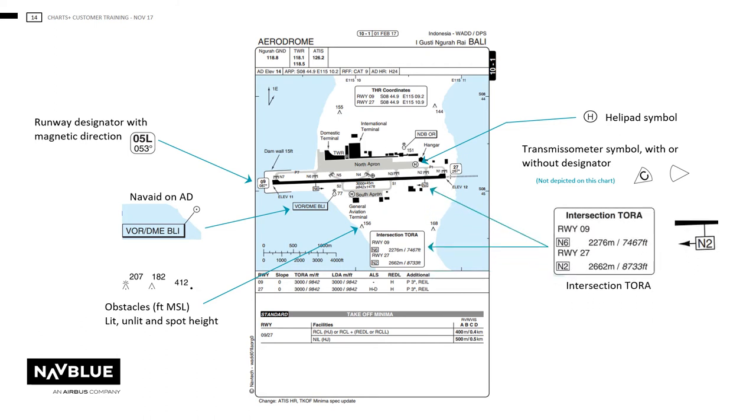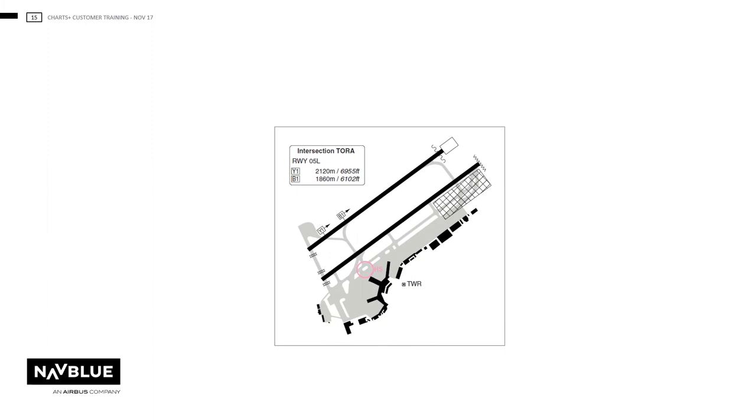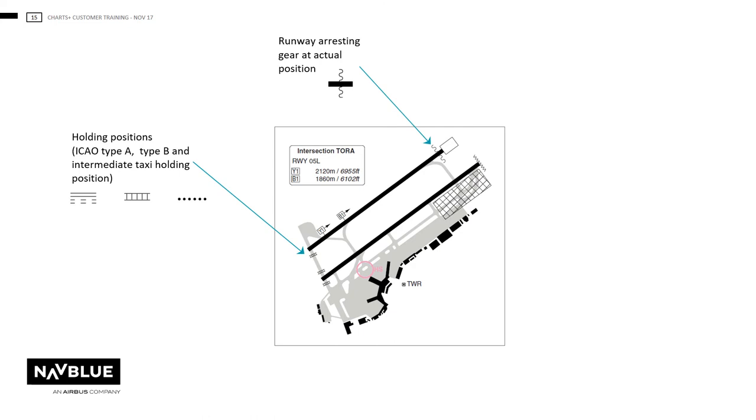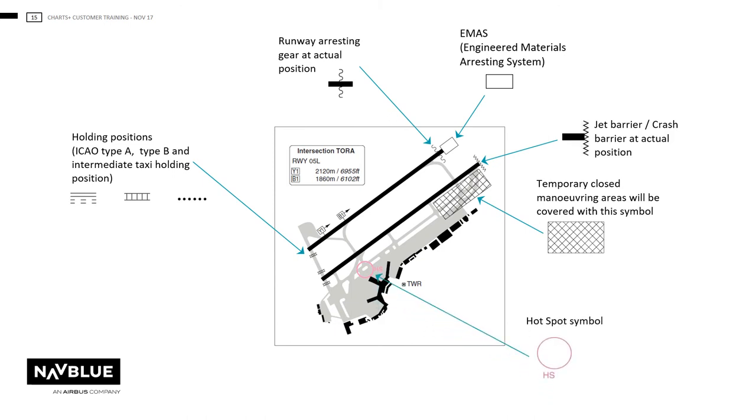Some of this information, such as the intersection TORA, may not be presented on a 10-1 if a 10-2 overview chart is present. Here are some examples of the different types of runways and how they will be presented on the chart.